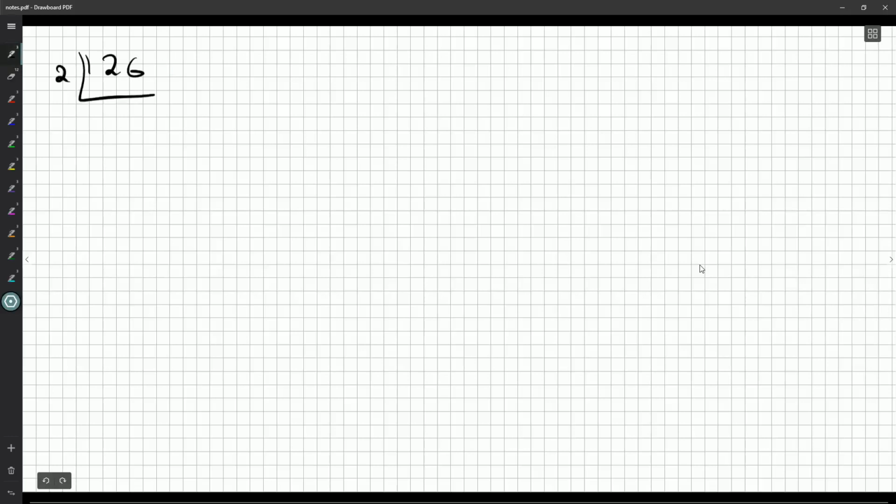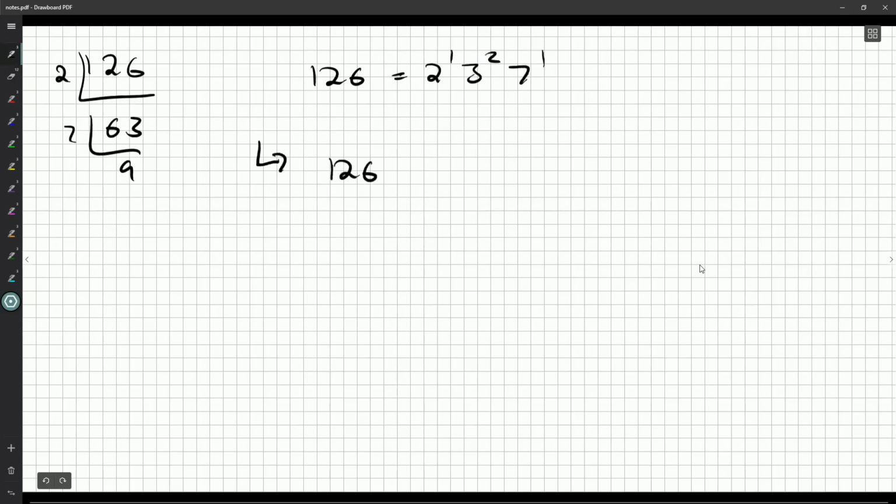So I know there's a factor of 2, and that'll be 63. And so that'll be 7 and 9. So 126 is equal to 2 to the 1, 3 to the 2, and then 7 to the 1. Okay. Now, our Barbeau process says our output's going to be the same number, and then times 1 over 2, plus 2 over 3, plus 1 over 7.